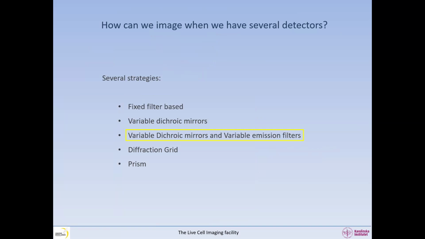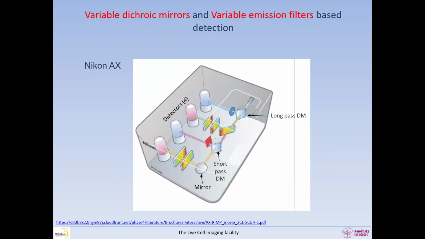We can also combine variable dichroic mirrors with so-called variable emission filters. This is how it works, for example, in the newer Nikon version of the IX Nikon microscopes. We have a combination of long-pass dichroic mirrors and short-pass dichroic mirrors. We also have 4 different detectors.